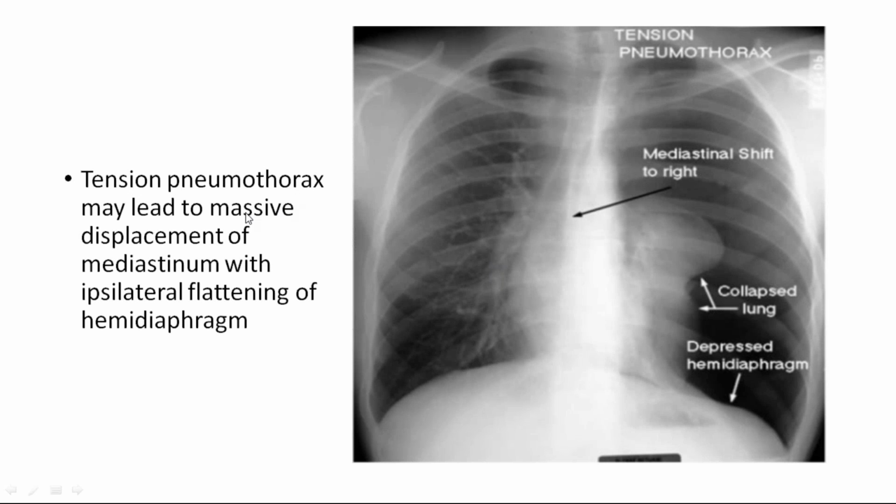Tension pneumothorax may lead to massive displacement of the mediastinum with ipsilateral flattening of the hemidiaphragm. This is the frontal radiograph of chest showing tension pneumothorax, where the ipsilateral hemidiaphragm is flattened with collapse of the adjacent lung, and a mediastinal shift is seen towards the opposite side.